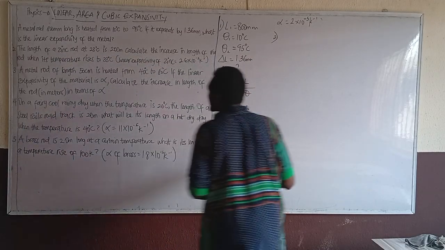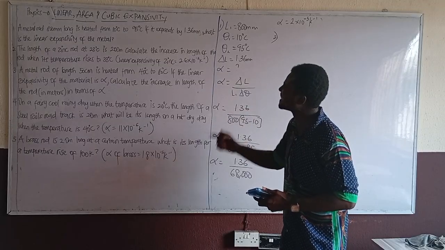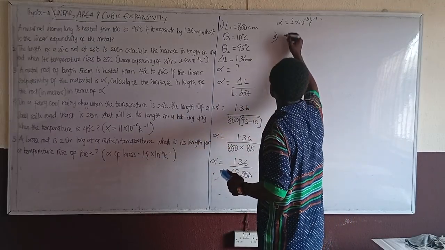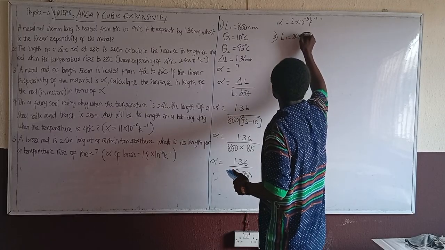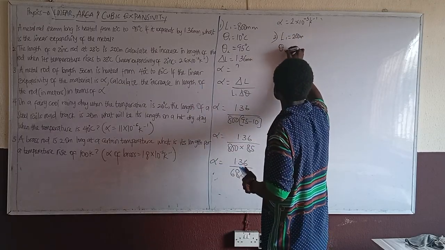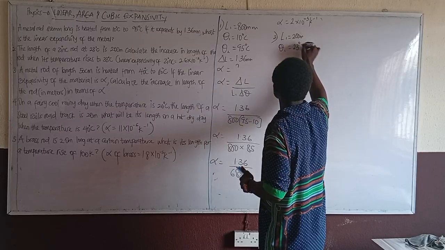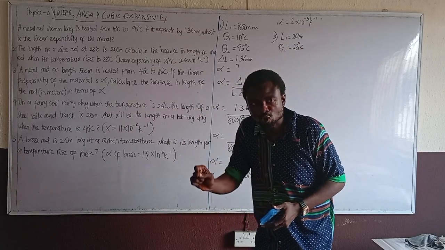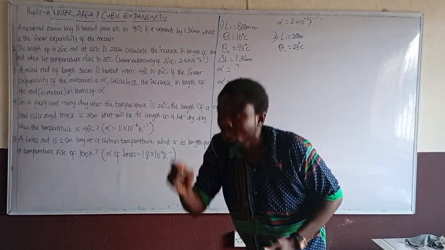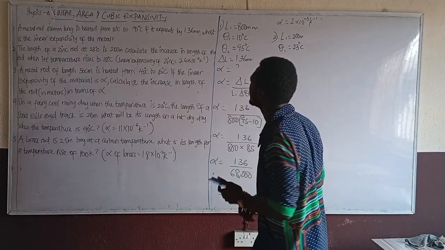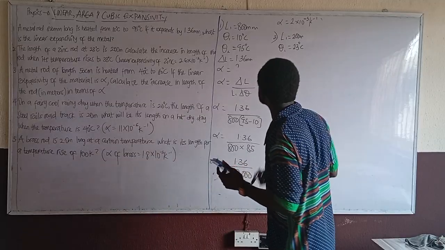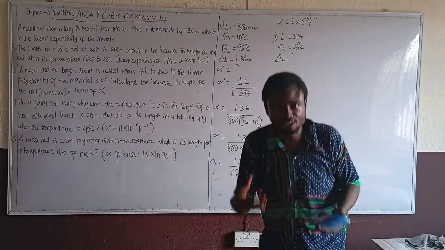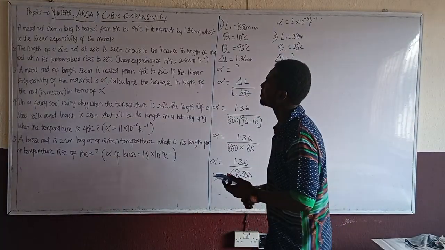So number two. The length of a zinc rod at 23 degrees Celsius is 200 meter. The length is L1, 200 meter, at theta 1, that is 23 degrees Celsius. It said the length of a zinc rod, when the temperature, that is the first temperature, is 23, and the first length is 200 meter. Calculate the increase in length, that is delta L. Like I said earlier, it's called increase in length or change in length.